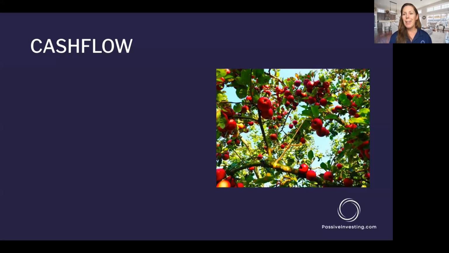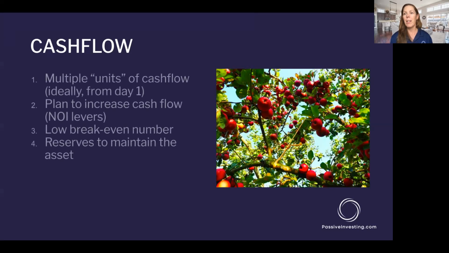So he was equating residential real estate and commercial real estate to having a lot of apple trees, where you can have multiple units of cash flow that ideally start from day one. Okay. Like capital preservation, we also want to make sure that there's several levers that you can pull to increase value on the asset. And I'm going to talk about that.